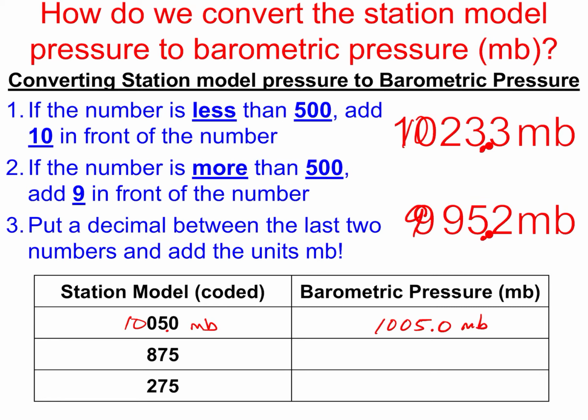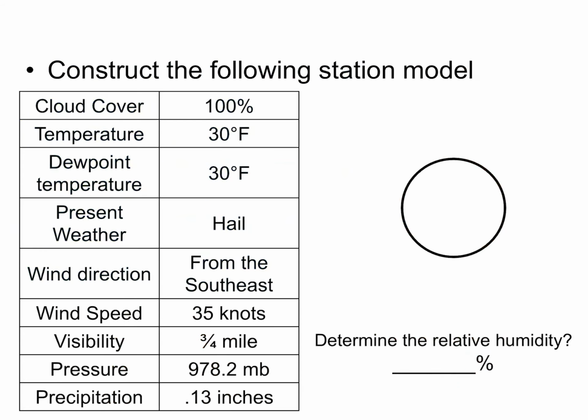This one, 875, that is more than 500, so you put a 9 in front. Decimal goes between the last 2, unit. 275 is less than 500, so you put a 10, decimal, units. Pretty easy. You'll get the hang of it as you practice more. Just remember, if it's a smaller number, you're putting a 10. If it's a larger number, more than 500, you're putting the 9. The decimal and the units, that's pretty easy.